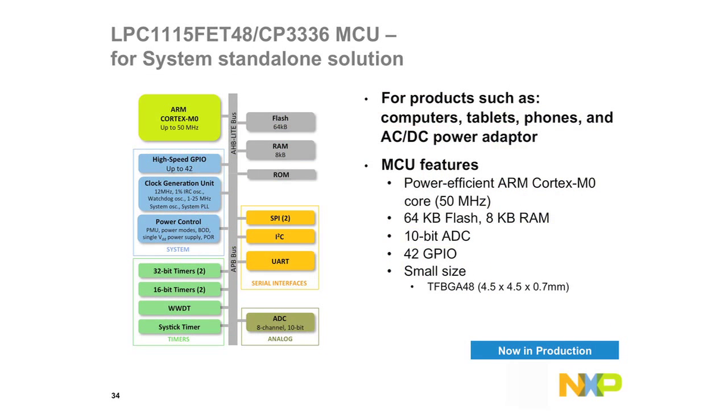So just to give you a little background on the LPC1115, as far as Type-C is concerned, it's a power-efficient Cortex-M0 up to 50 megahertz, 64K flash, 8K RAM. There's a 10-bit ADC. This can be used or not used. For instance, if you have a custom design requirement where you want to do something if VBUS drops below a certain voltage threshold, you can use the ADC to detect that.